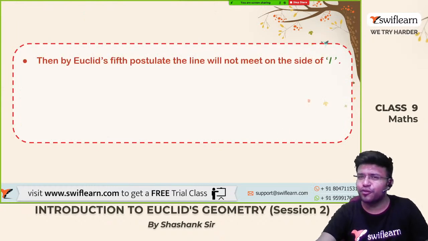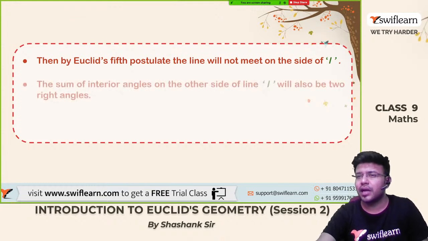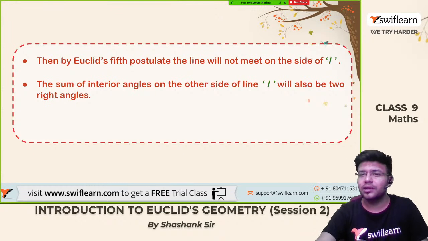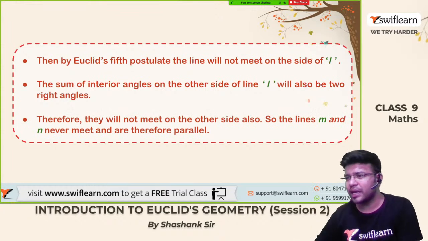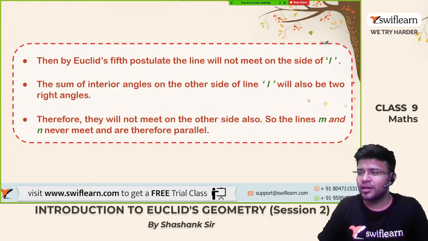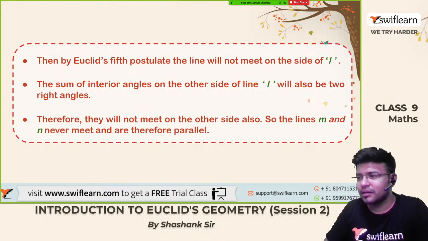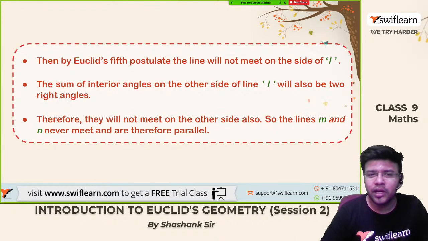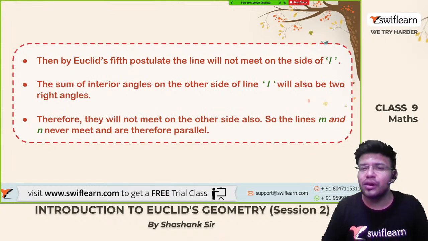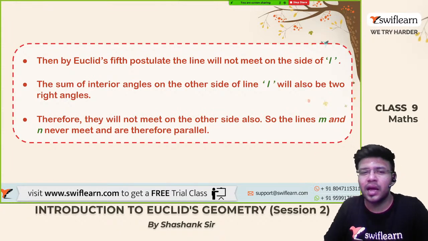Then by Euclid's fifth postulate, the lines will not meet on the side of L. The sum of interior angles on the other side of the line will also be two right angles. Here also it is 180, here also it is 180. If somewhere they were less than 180, they would have met. So these lines will never meet. Okay, so the lines M and N will never meet. Therefore, these are parallel lines.